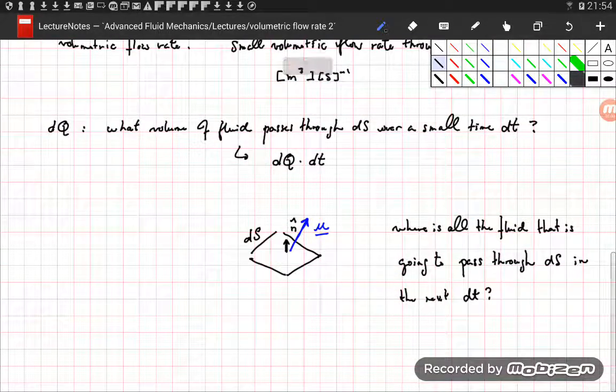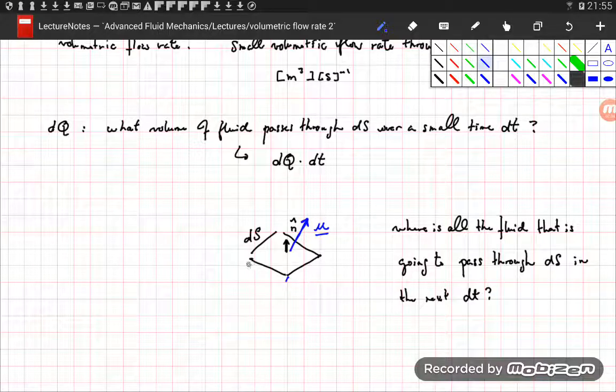Okay, so if we ask ourselves this question, then the first thing to think about are the fluid elements here, which are right underneath the surface. Well, in dt, they will have enough time to just pass through the surface. So the fluid which is right underneath the surface will be part of this volume.